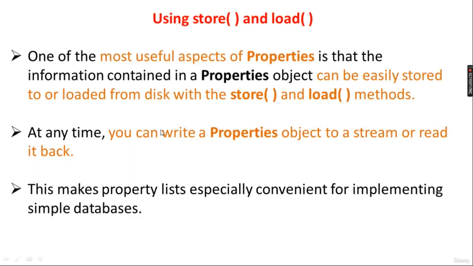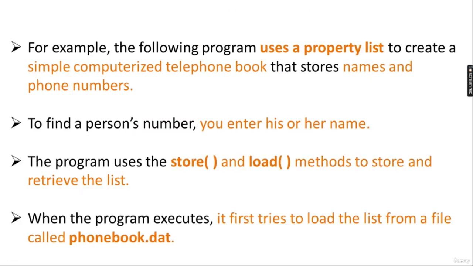Okay, so now next is using store and load. One of the most useful aspects of Properties is that the information content in a Properties object can be easily stored or loaded from disk with the store and load methods. So these are very important topics we are going to see with properties. Whatever you want to store, you can store using store, and whatever you have to fetch, you can fetch using the load method. You can write a Properties object to a stream or read it back. This makes property lists especially convenient for implementing a simple database.